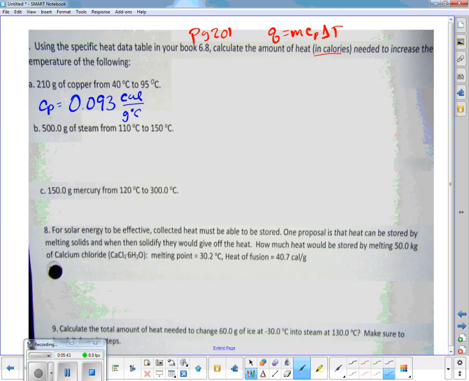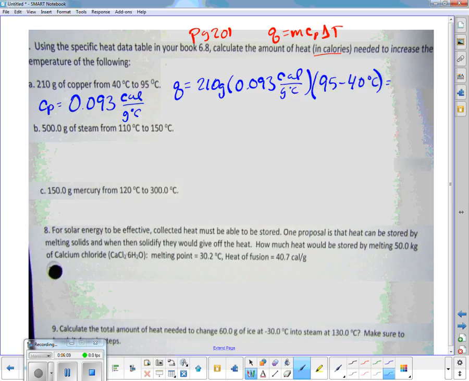Okay, so we're going to plug into this equation. Once we've got all the data, all we have to do is plug in. So the mass, 210 grams. The Cp, 0.093 calories per gram degree Celsius, times delta T, which is final minus initial degree Celsius. And that will give me the amount.